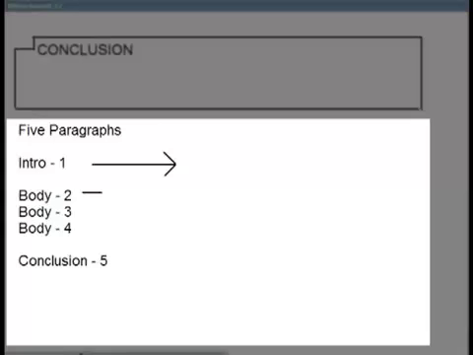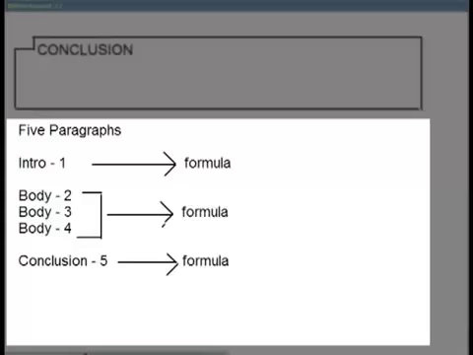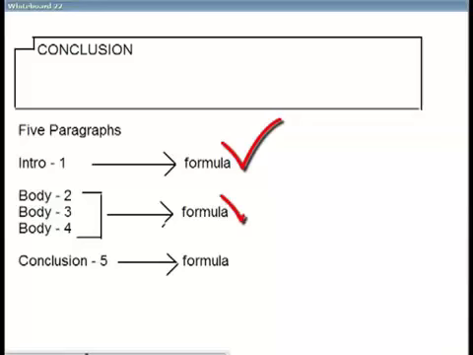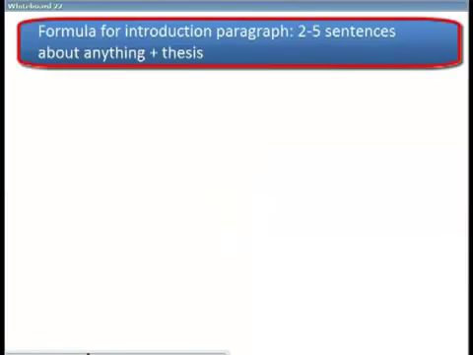And the first formula that we're going to do is the formula for the introduction paragraph. Keep in mind that it has its own formula, just like these three body paragraphs are going to have their own formula. And then the conclusion paragraph is also going to have its formula. And that's what we're going to talk about right now, the formula for each one of these. So let's go explore the formulas for each of these three types of paragraphs.